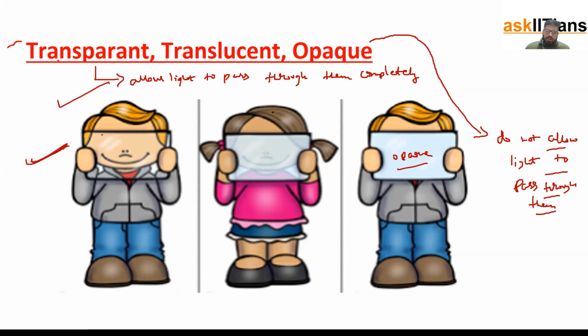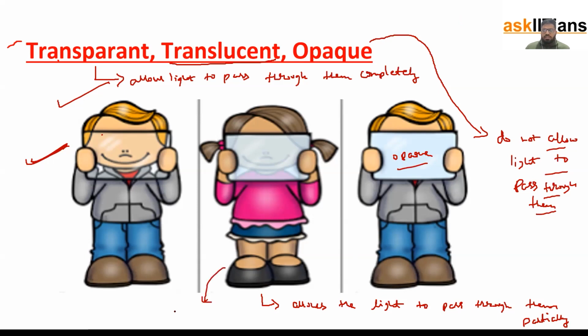Now, this middle girl is holding an object which is known as a translucent object. Translucent objects have properties between transparent and opaque: they neither completely block the light nor completely allow the light to pass through. Translucent objects allow light to pass through them partially. Partially means not completely, not zero.